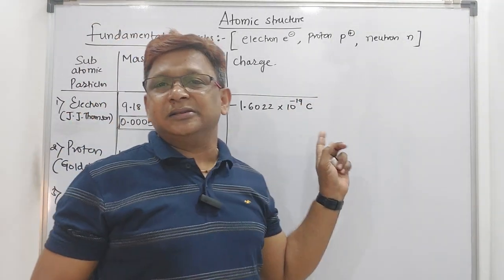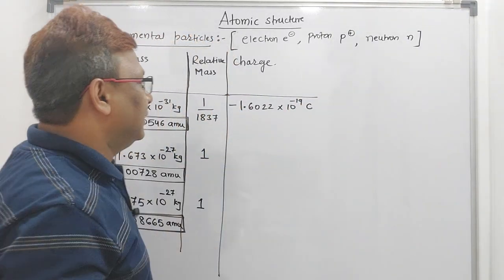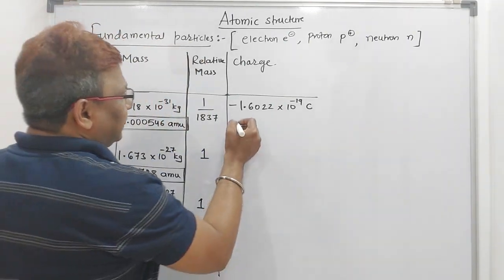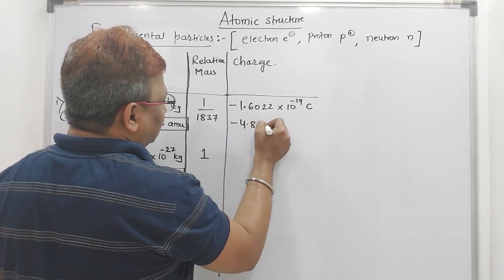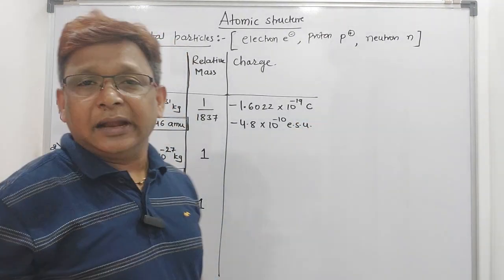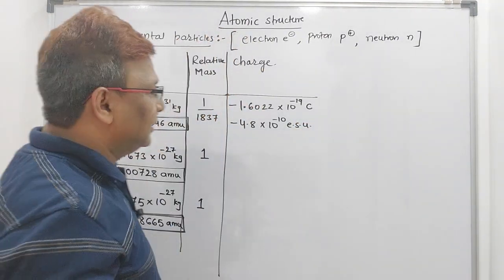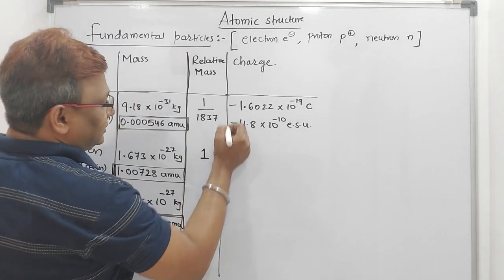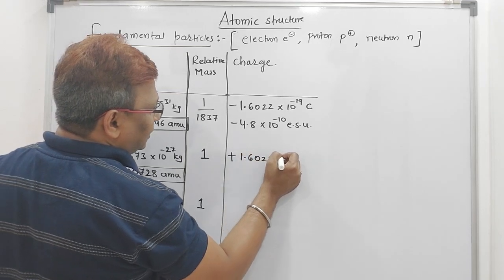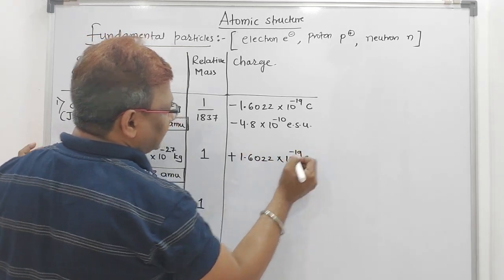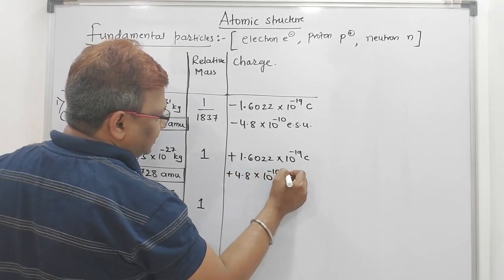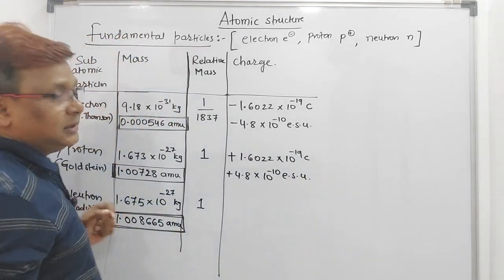C is the unit, given in coulomb. And if you write this charge of the electron in ESU, we can write it as minus 4.8 into 10 to the power of minus 10 ESU. What is ESU? Electrostatic unit, right? Coming to the charge of the proton. Proton is positively charged, so plus the same value, 1.6022 into 10 to the power of minus 19 coulomb, or plus 4.8 into 10 to the power of minus 10 electrostatic unit, that is ESU.